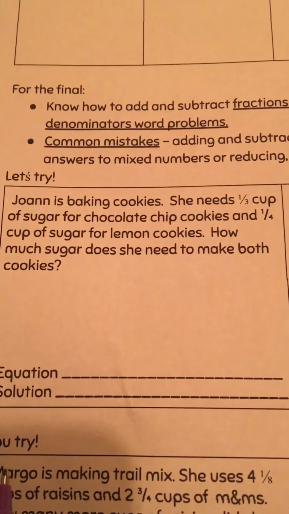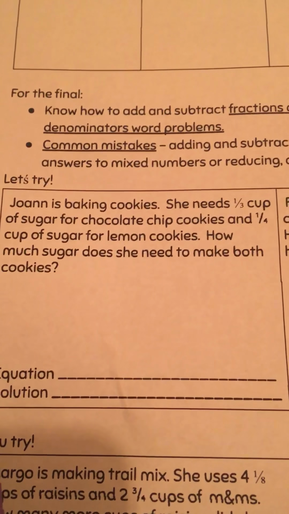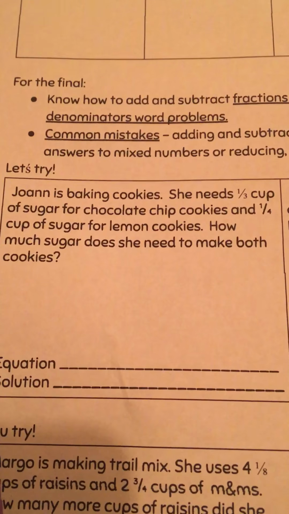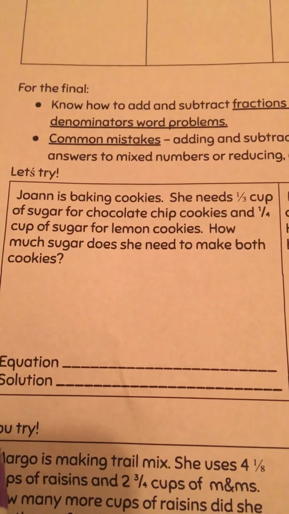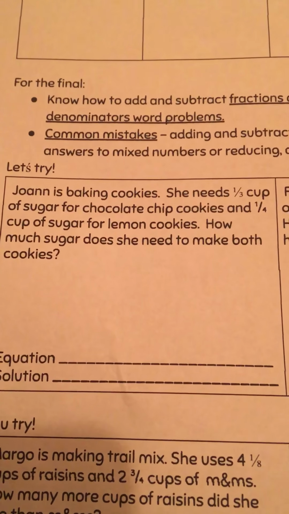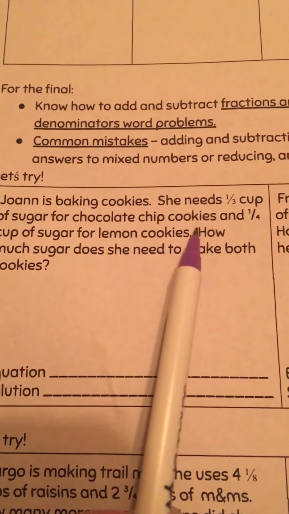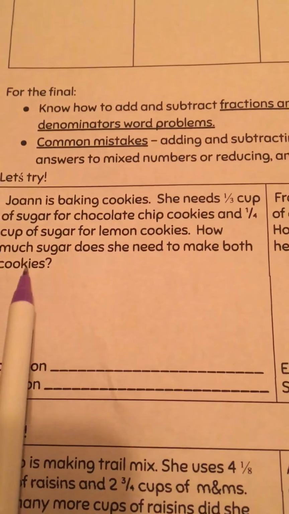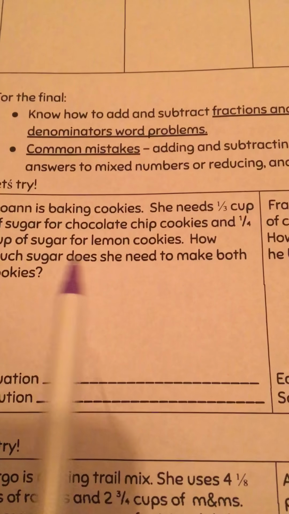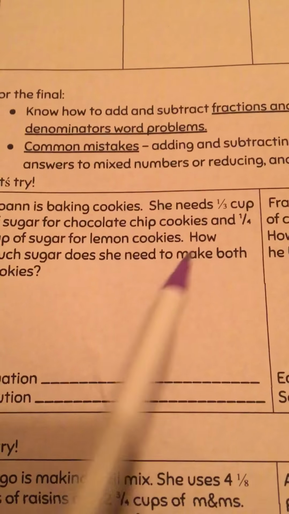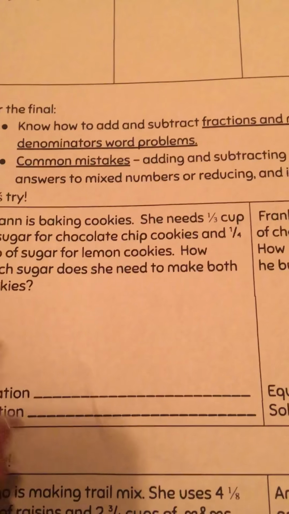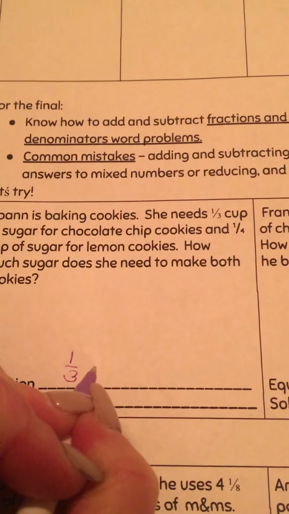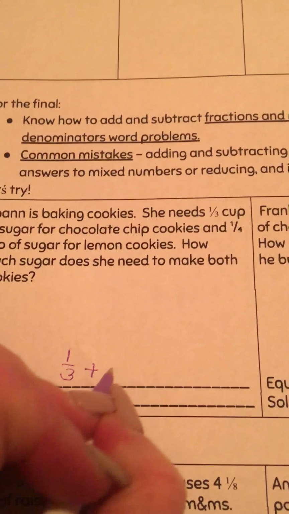Okay? So this one says Joanne is baking cookies. She needs 1/3 cup of sugar for chocolate chip cookies and 1/4 cup of sugar for lemon cookies. How much sugar does she need to make both cookies? So by reading this, how much sugar does she need to make both cookies? That tells me that I'm going to have to put those together. So my equation is going to be 1/3 plus 1/4.